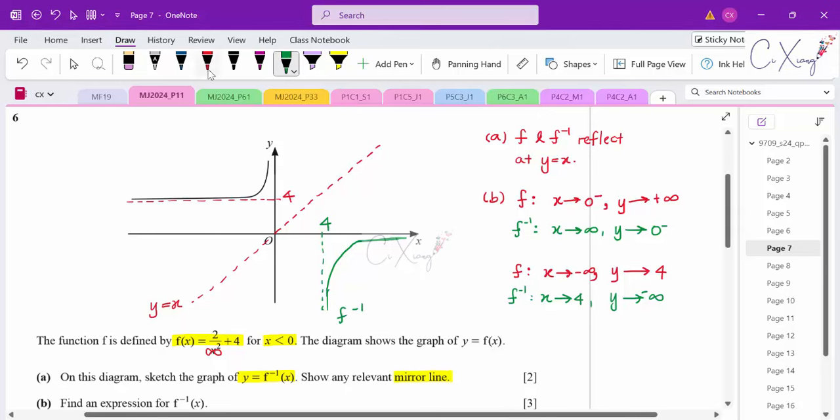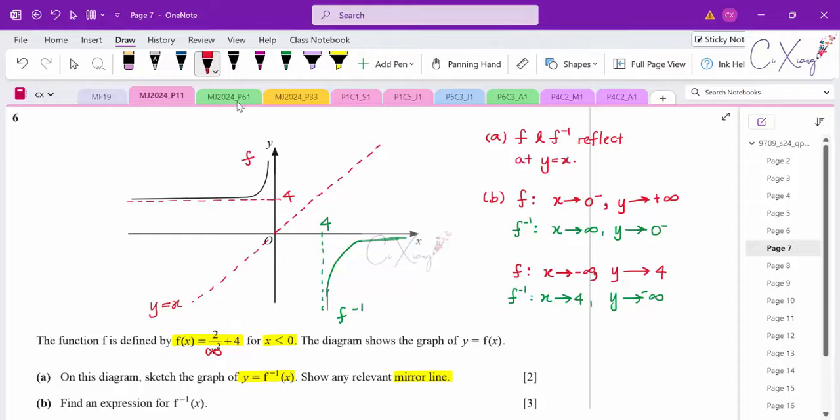Then you can double check your graph by looking at the mirror line. If you flip along the mirror line, this is roughly how your graph will look. Okay, so this is how you get the answer for part A. Again, the basic idea is you just need to know that they reflect at the line y equals x. So if you want, you can just fold the graph and imagine. If you need more reference points to help you sketch the diagram, then you can consider some relation between the x and y for the function f and also f inverse.